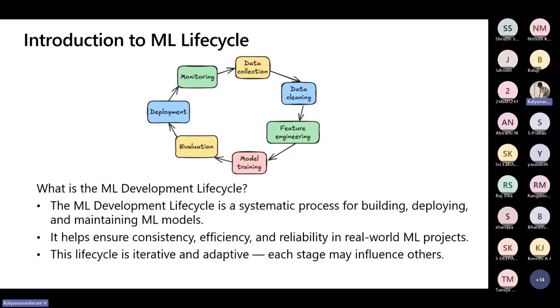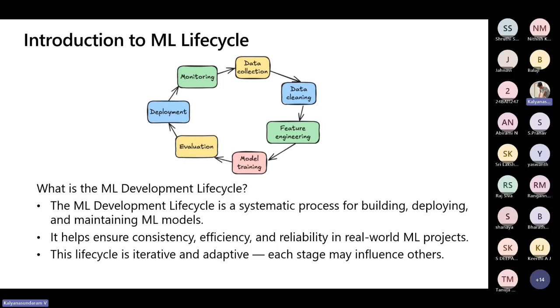Okay. So the ML development lifecycle is a systematic process for building, deploying, and maintaining an ML model. Starting from your data collection, exploratory data analysis, data cleaning, selecting your model, selecting an algorithm, and training your model. All these things are the ML lifecycle. I guess you might have an idea now about what the ML lifecycle is about. And it is iterative and adaptive.